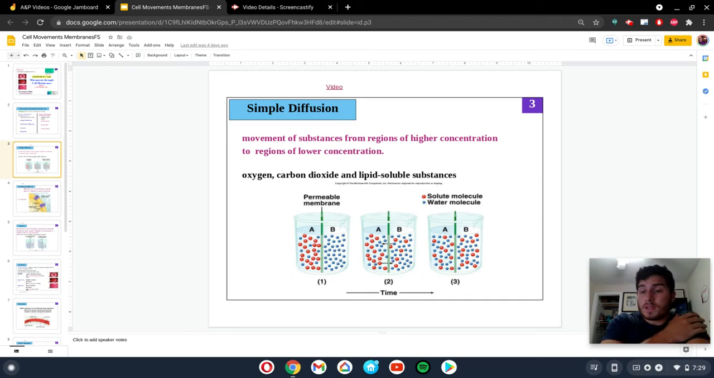So what is diffusion? Simple diffusion is something you may have heard about, and people tend to just give it a simple vocab definition. It's the movement of substances from regions of higher concentration to regions of lower concentration. What that means is substances will move from areas of high concentration to low.